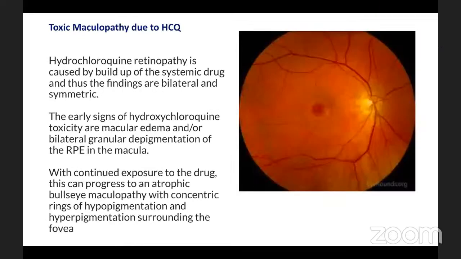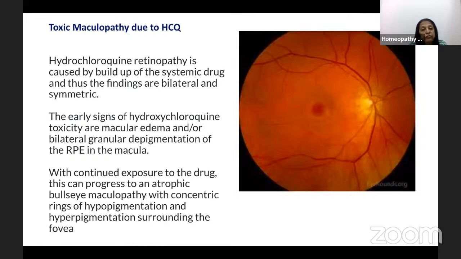And one more very important thing is that in rheumatic fever or rheumatic eye disease, HCQ is given. That also has a side effect, maculopathy. The vision in the center part is reduced. So you have to take care, do investigations and manage the case.